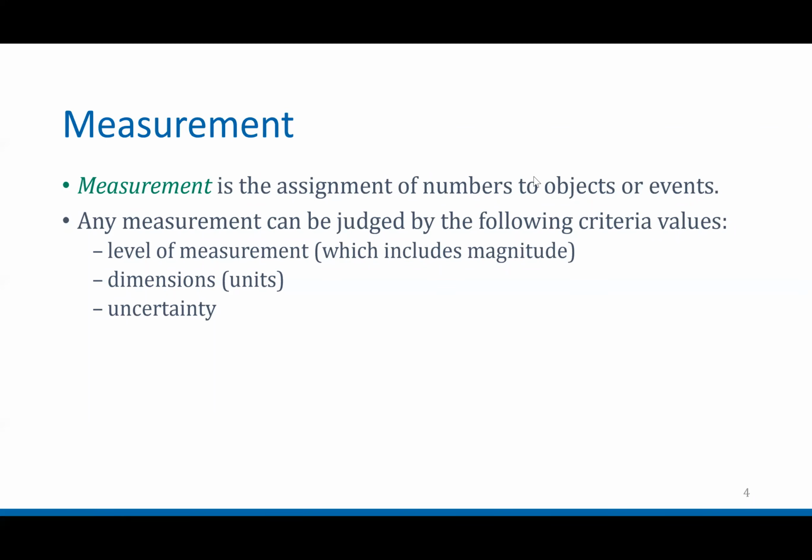So any measurement needs to be or is judged by three criteria or three values. It's the level of measurement, so like the size of the measurement, the dimensions or units of that measurement, and the uncertainty in that measurement. And I'm going to go through all three of these. Okay, so we'll talk about magnitude or level of measurement. Whenever you see the word magnitude, just think of the word size.